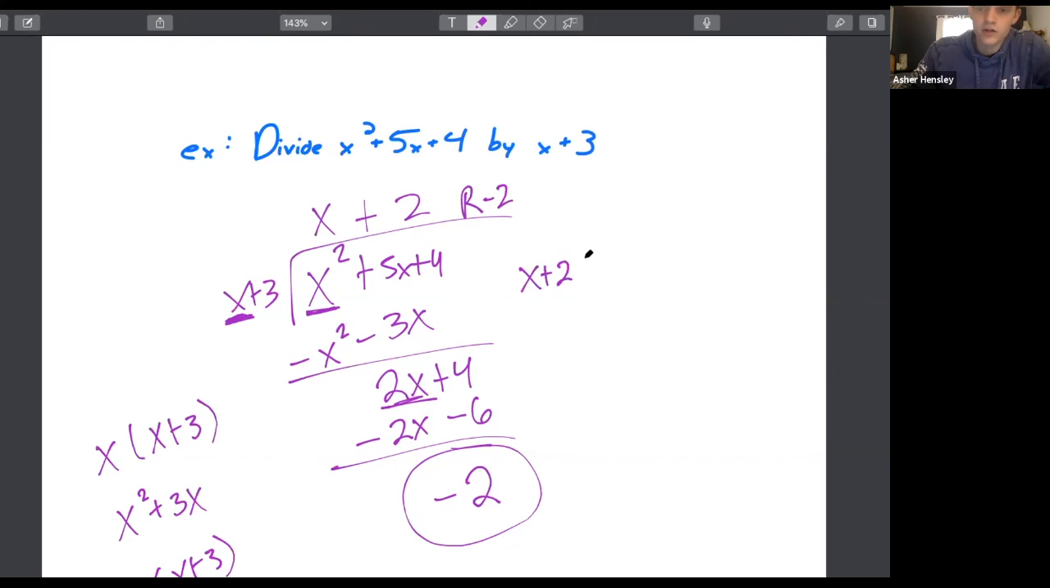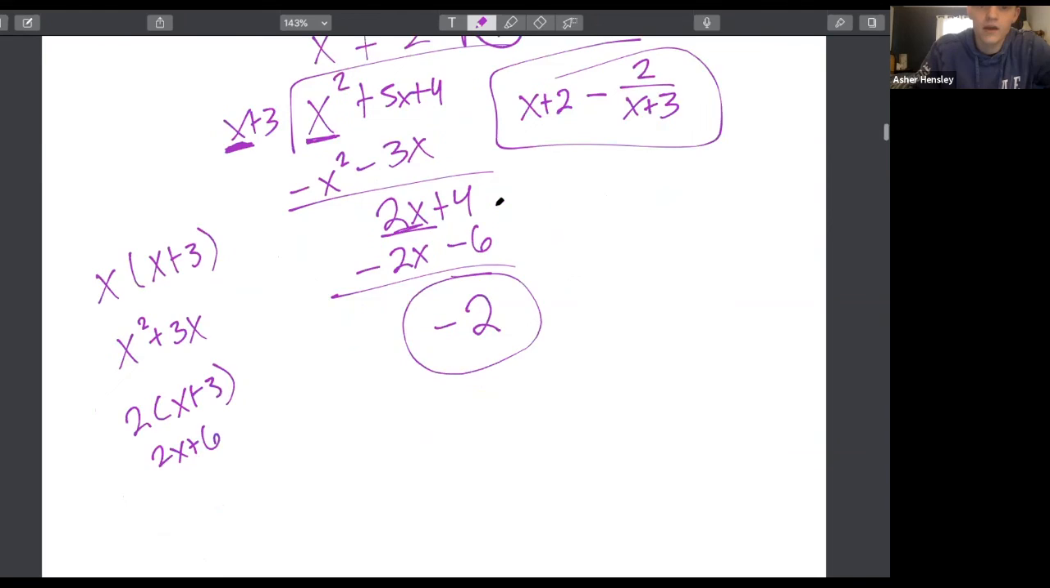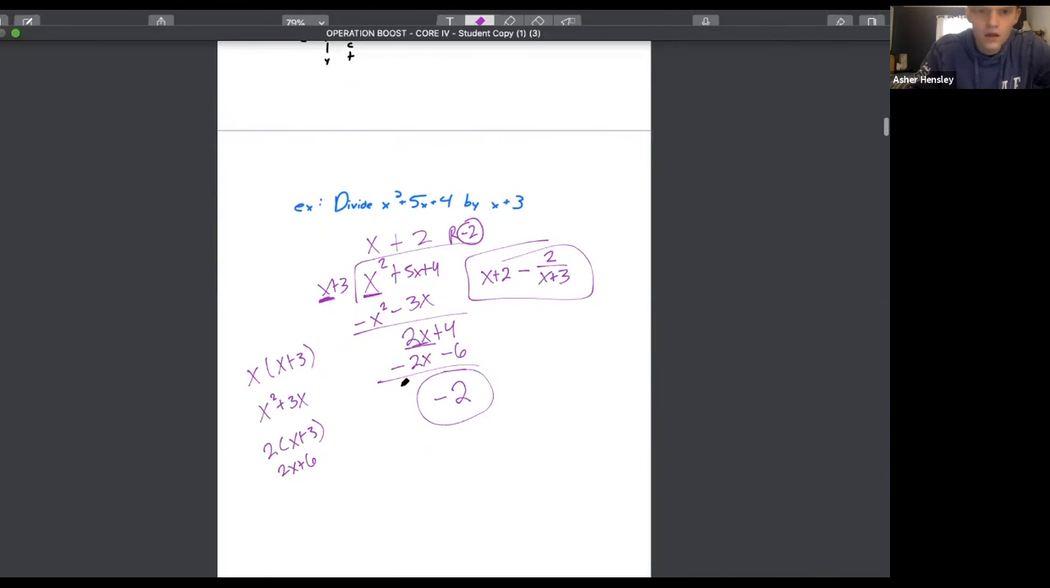Using my remainder trick from earlier, you take the remainder. Perfect, negative 2 over x plus 3. Awesome. So minus 2 over x plus 3. It's just plus your remainder over whatever you're dividing by. But since this is negative 2, that's the same thing as subtracting 2 over x plus 3. That's it. We get a remainder of negative 2.